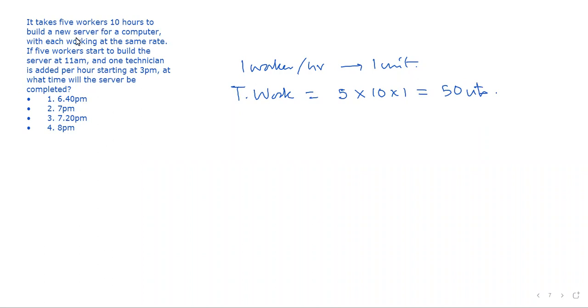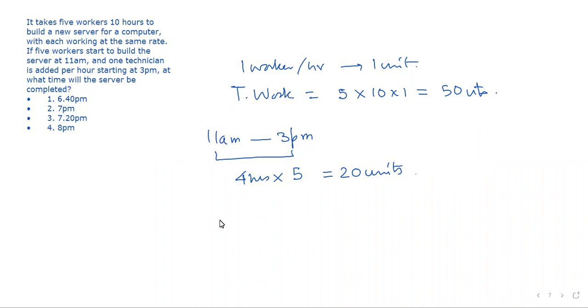Now, in the first, it started off at 11 a.m. till 3 p.m. So that's the first 4 hours. These 5 workers have worked and they have done 20 units of work. So you're left with the remaining 30 units. Now you are saying that you are just adding one worker at the end of every hour.